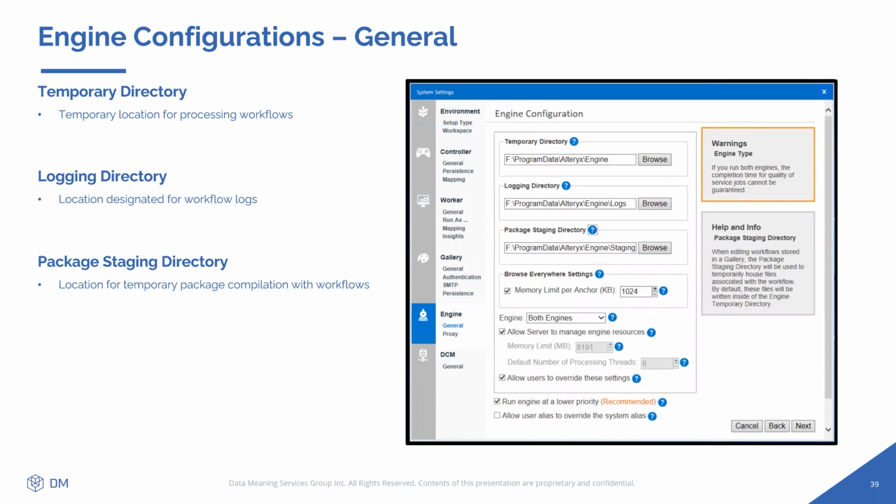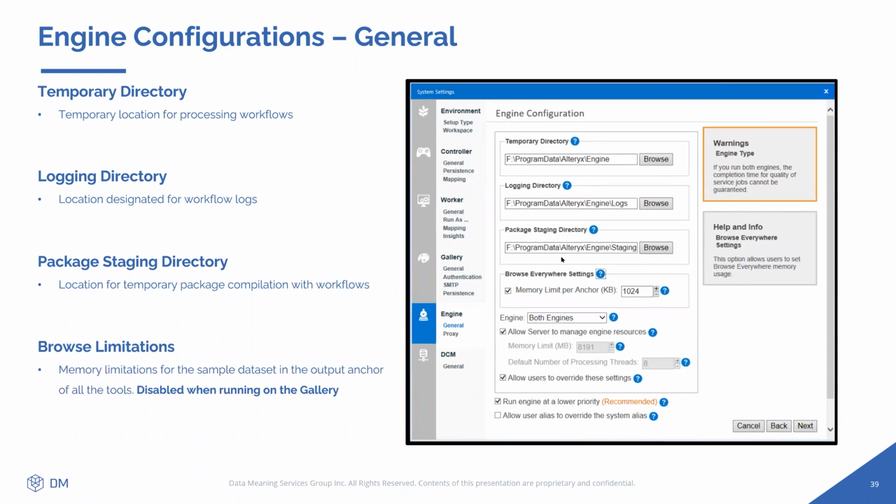Moving forward to the packaging staging directory, this is the location where the server is going to temporarily save files associated with the workflow when you edit it in the server. Next, the Browse Everywhere settings. It is the memory limitation for the sample data set in the output anchor of all tools. So it's the sample rows that we see in the anchor of every tool. But be aware that these are disabled when we are running the workflow in the Gallery.